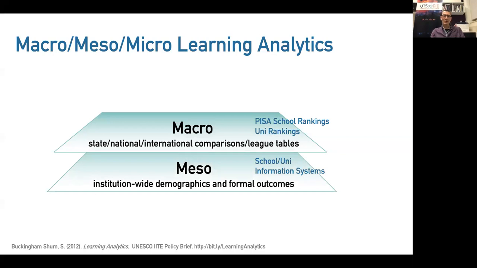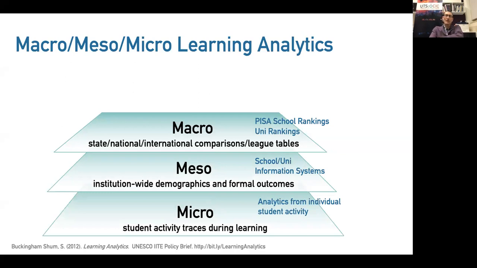At the meso level, we've got the institutional level, school and university information systems, what some people have called academic analytics, often dealing with traditional outcomes from courses, as well as all the institutional demographics. Now, it's at the micro level that I argued in 2012, quite a while back now, that it was particularly exciting because this is where learning analytics was really kicking in. We're able to track individual student activity at higher definition and start to close the feedback loop to the learner and to the educator about how that student is progressing.